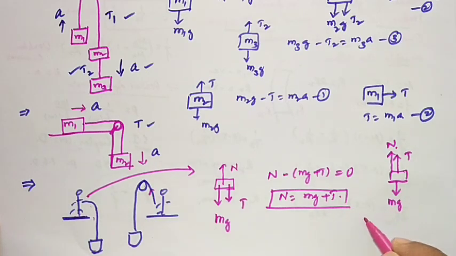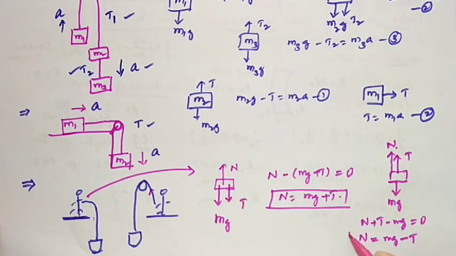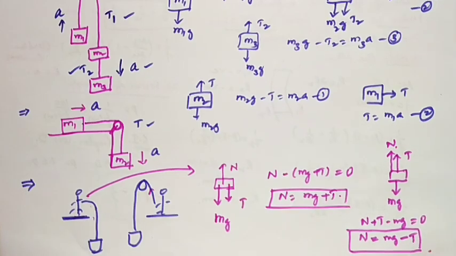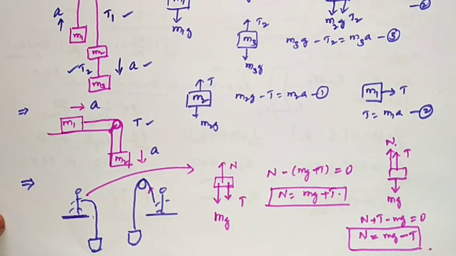Now in this case, what is that? N plus T minus mg is equal to 0. Therefore, N is equal to, what happens? Mg minus T. Yes or no? See this, observe carefully these two equations. In the first case, N is mg plus T. Here N is mg minus T. So in which case is the normal force less? In this case.